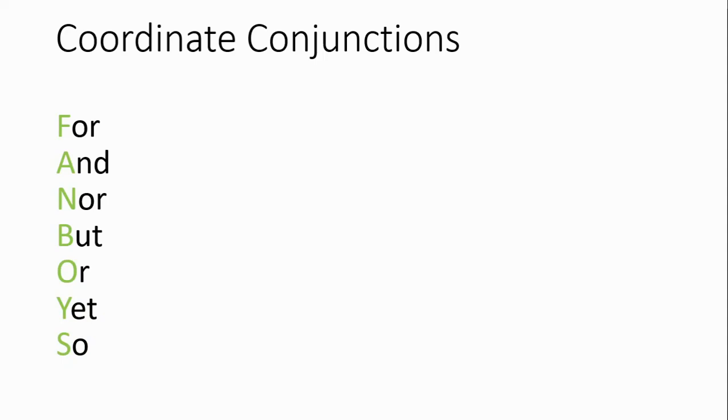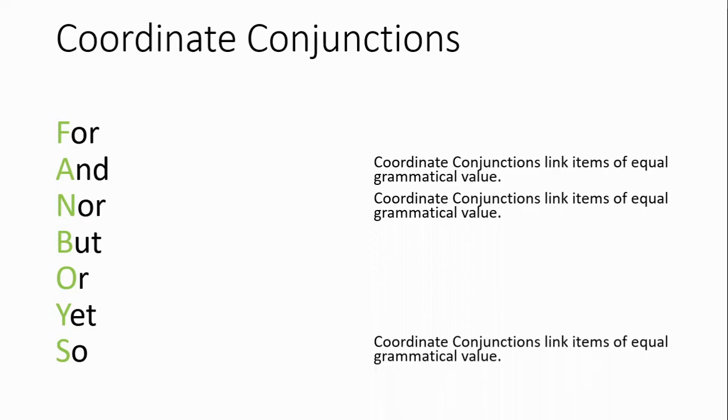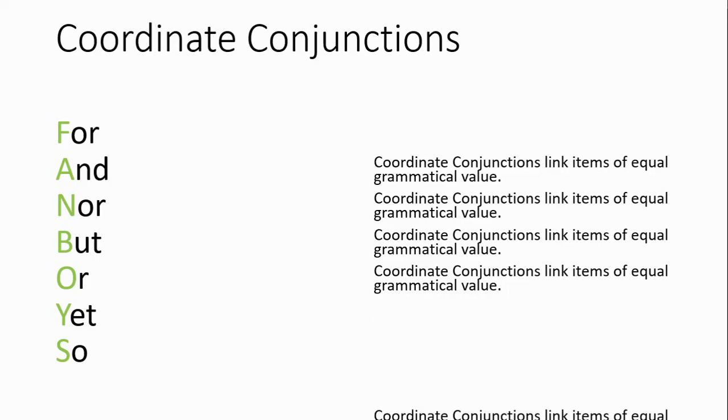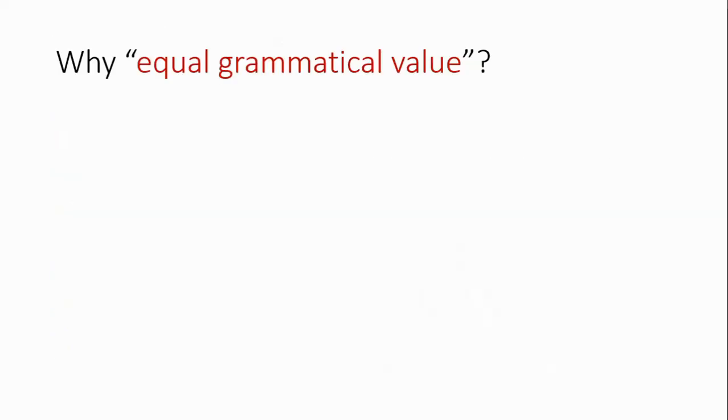Okay, so fanboys are the 7 coordinate conjunctions, but why do they belong to that family? Well, coordinate conjunctions link items of equal grammatical value. Okay, you know what comes next. Let's say it a couple more times. Coordinate conjunctions link items of equal grammatical value. Okay, they are linking words, but they link items of equal grammatical value. Well, what items? Words, phrases, and clauses. And why do we say equal grammatical value?